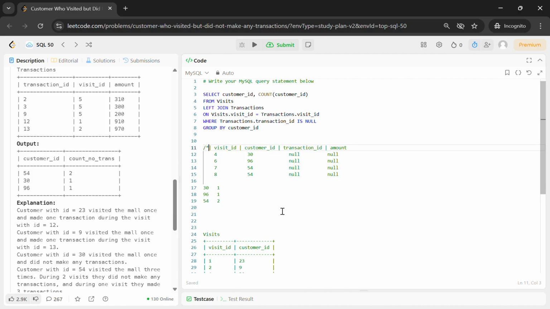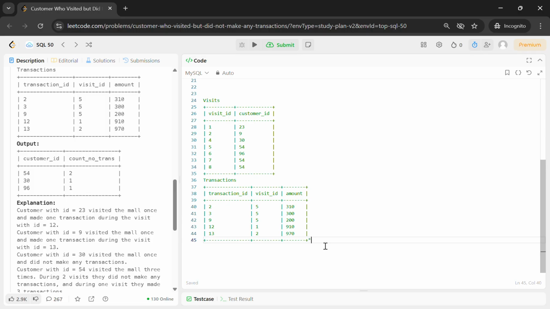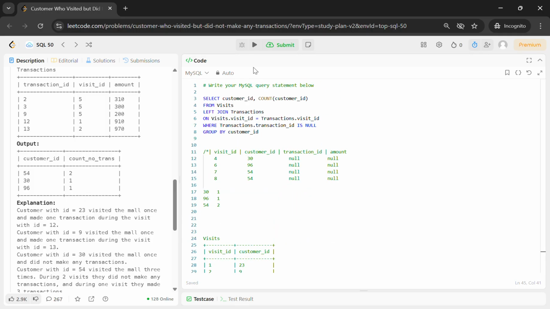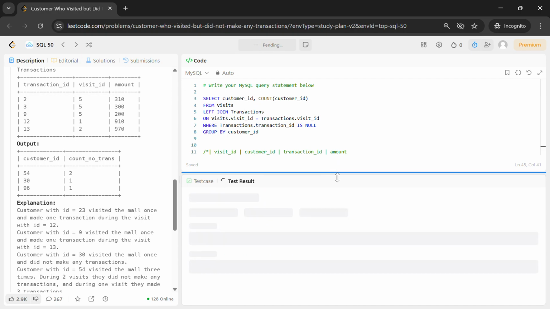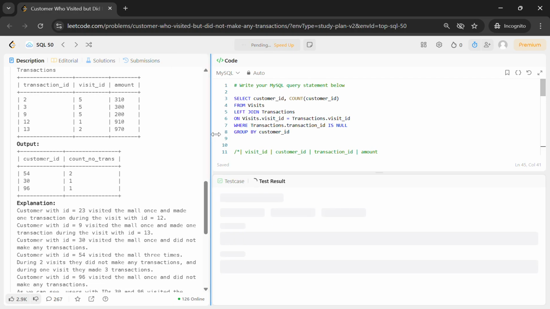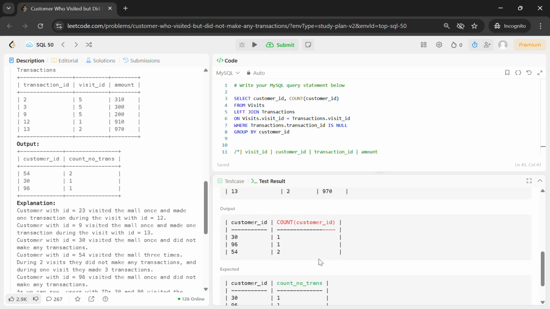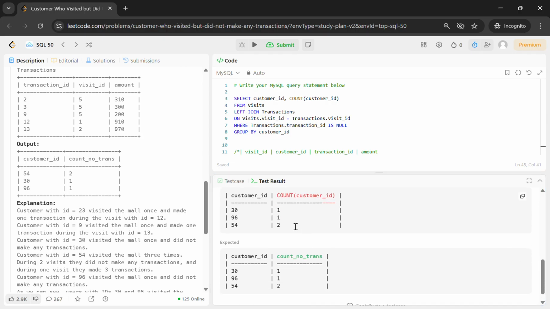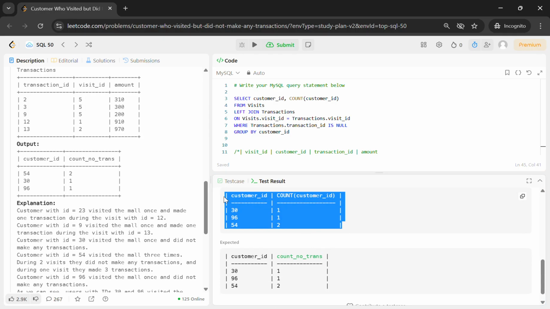Let me comment everything. Let me run it. Okay, I'm getting the expected output. The column name is different.